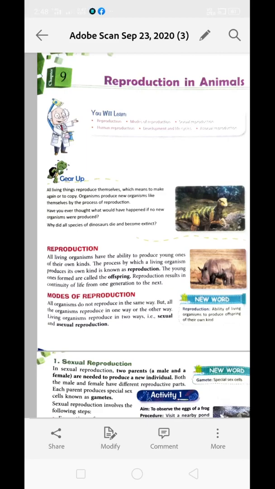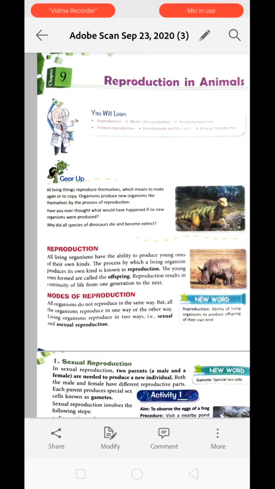On earth we have had life for many years. This is because of reproduction, because every organism has a lifespan. After finishing it, they die. But still life is going on on the earth because of reproduction.